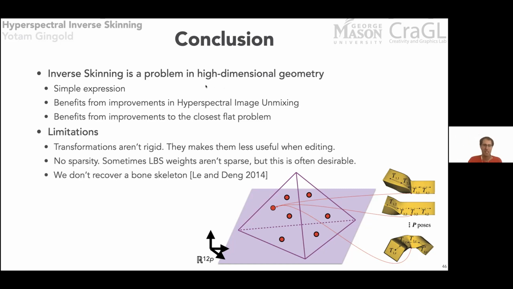Just a few limitations. The transformations we recover are just transformations, so if you want users to manipulate them, they're a little less intuitive since they're not necessarily rigid. They can have scaling and so on. We don't consider sparsity. Sometimes people want this, but it's not always automatic. LBS weight solutions generally don't generate sparse weights, though sometimes they do. And we also don't recover a skeleton. We're just recovering handles in the abstract. Thank you.